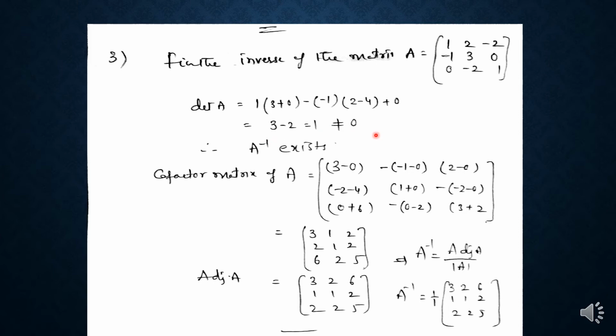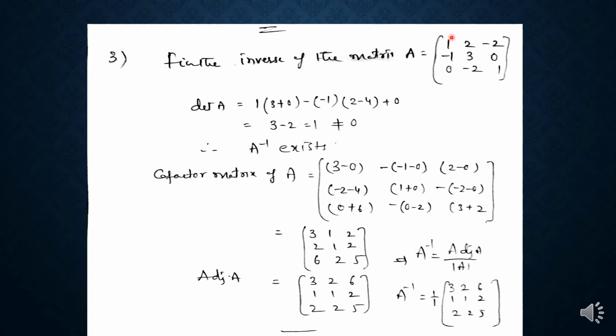So the given matrix is a non-singular matrix. So its inverse exists. So we can find its inverse matrix. To find that, we are finding the cofactor matrix by finding the cofactors of each and every element of a matrix. So the first element is 1.